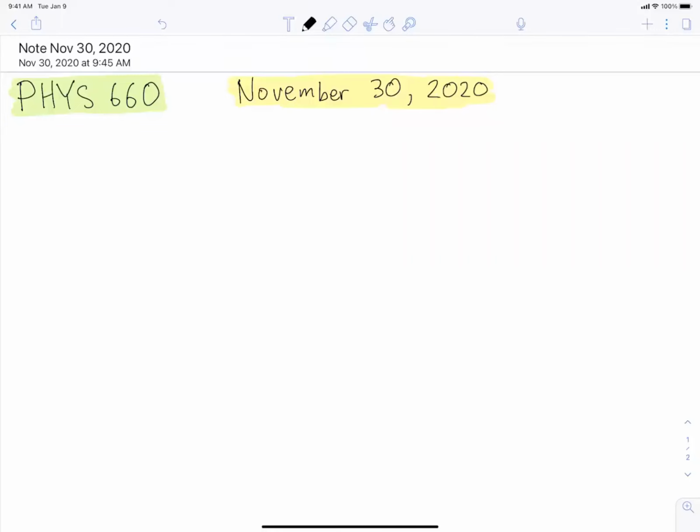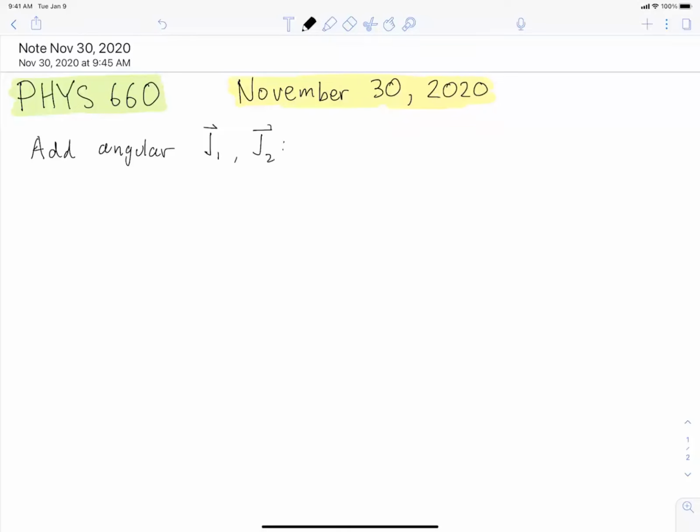Okay, good morning. So before Thanksgiving, we were talking about the problem of adding angular momenta. The idea is we have two angular momentum operators, J1 and J2, and we want to express the orthobasis for these in two different ways. So this is going to be some review.